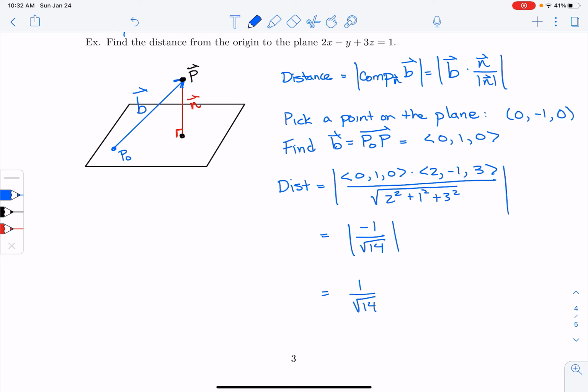Now, you can use this concept to define a formula, and the book defines a formula for the distance. But I don't like to memorize formulas. I like to think about things in terms of projections. And so I think about what is the projection of this vector B in the n direction, and that gives us the distance from the point to the plane.